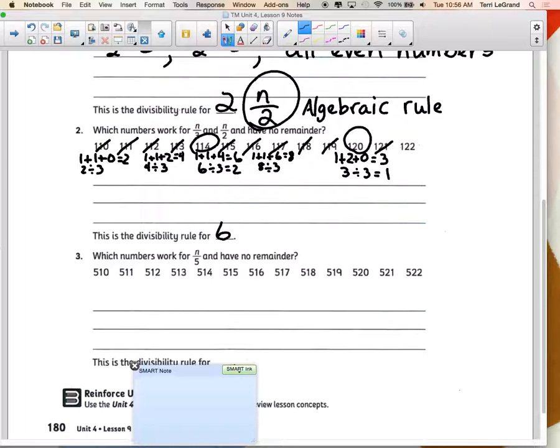How about 122? Did that one work? Okay, why? 1 plus 2 plus 2 is 5. So we say, you know what, that one doesn't get to count either. How many numbers do we have that are divisible by 6? 2 numbers. 114 and 120 are divisible by 6.